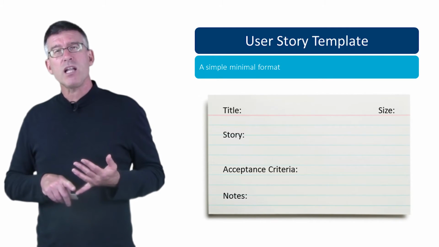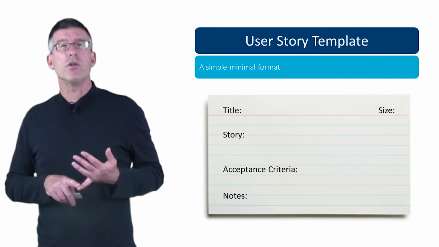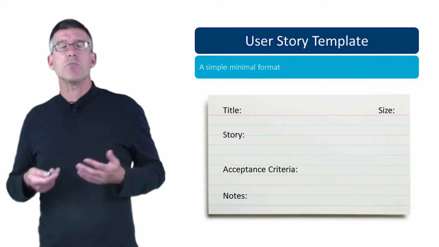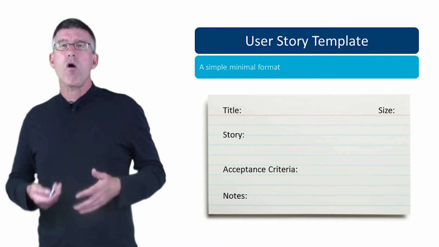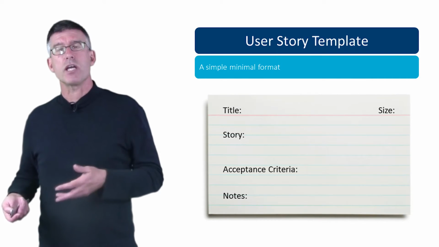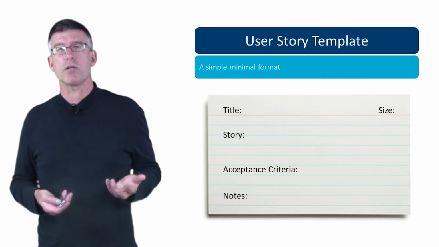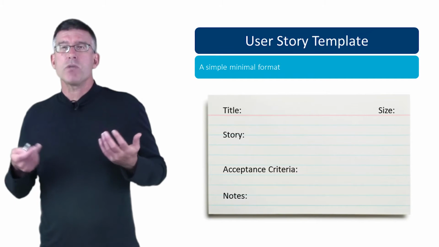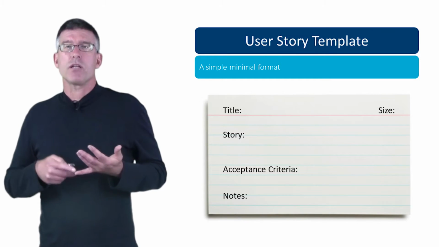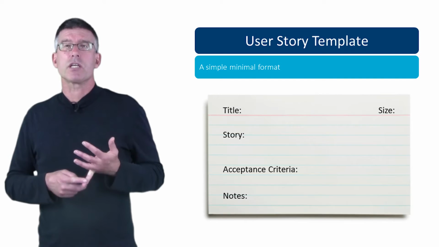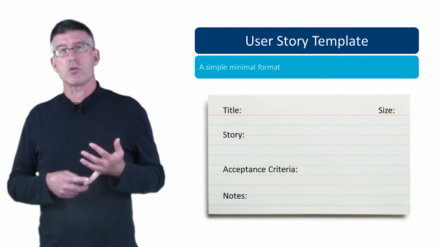Finally, the last field, I called it notes, but what it's really intended to be is a placeholder for all the other bits of information that you may want to capture with this user story. So this might represent, well, maybe in your organization you'd like to capture who the author of the user story is.